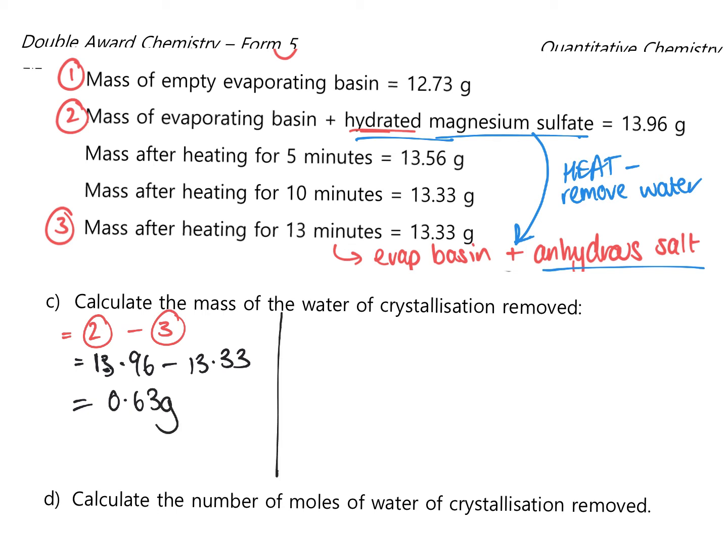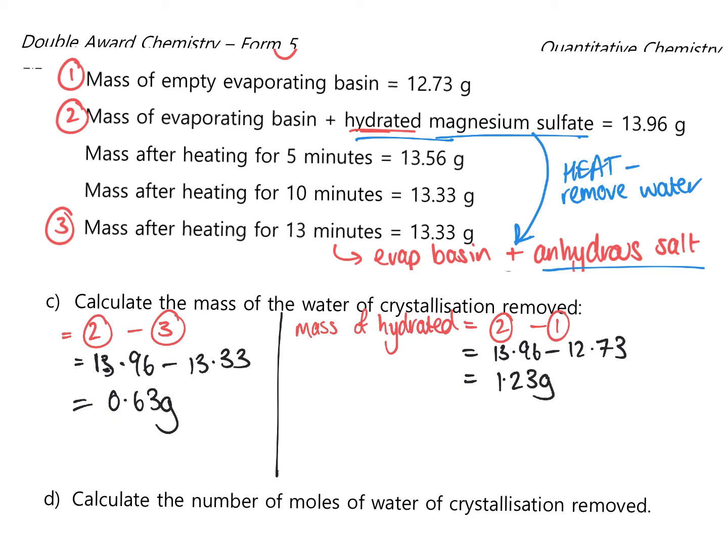Or what you can think about is, we know that the mass of the water is the hydrated minus the anhydrous. So we've already got the mass of the anhydrous. So what we could work out is the mass of the hydrated salt. So this is just really doing it in 2 steps rather than 1. So that would be value 2 minus value 1. That would be 13.96 minus 12.73. You're just taking away the mass of the evaporating basin. And that will give you 1.23 grams.